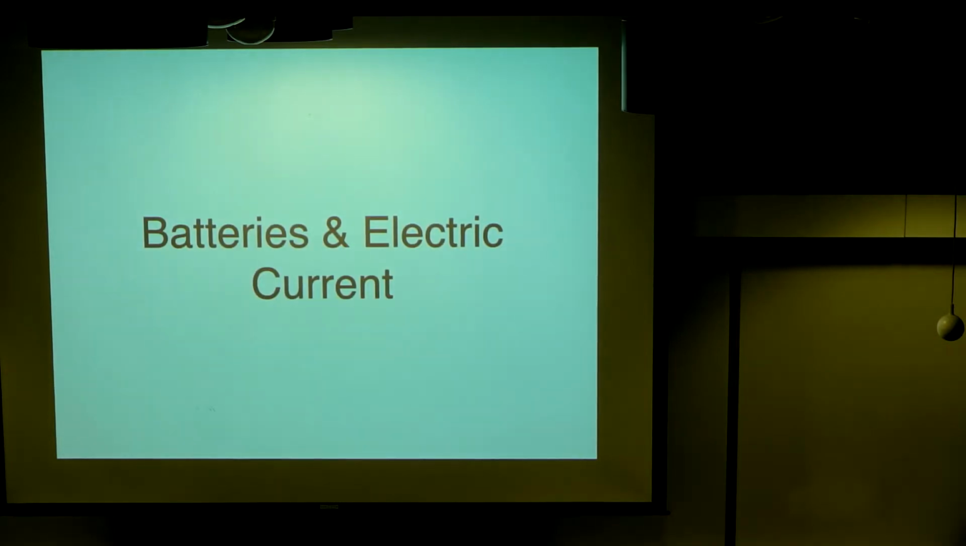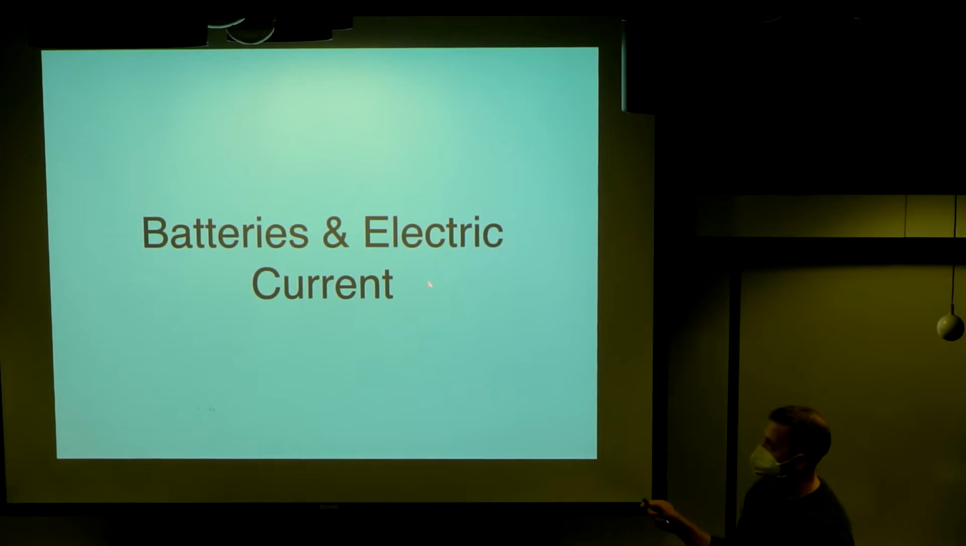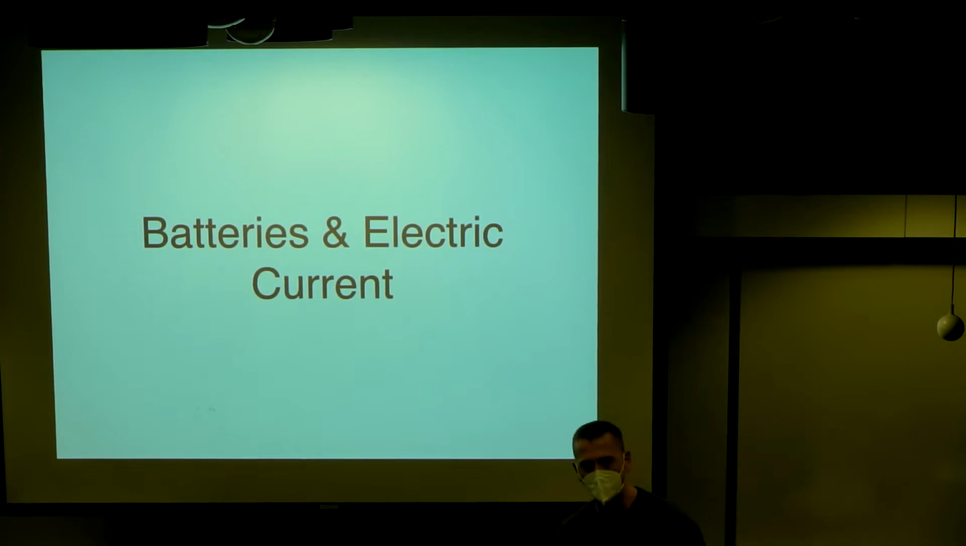Okay, so the first thing I want to discuss is batteries and electric current. We've been using this idea of a battery in some of the problems that we've been solving up to this point, but I really want to not just gloss over the details and say a battery is a source of voltage. Let's actually think about what's going on inside of a battery, what sort of chemical reactions are present, and how does that lead to the battery being a voltage source, okay? So that's what we'll get into here.